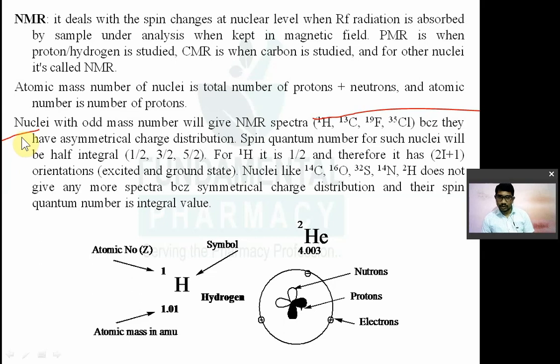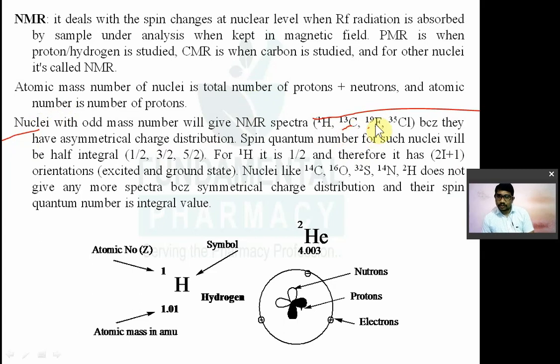Like hydrogen 1. Hydrogen 2 also exists, called deuterium, and hydrogen 3 also exists, called tritium. Hydrogen 1 is the original hydrogen, having only one atomic number. So odd mass number nuclei will give you proton spectra. Then carbon 13: normally we have carbon 12. Carbon 13 is the isotope of carbon, so carbon 13 will give you a spectrum but carbon 12 will not.